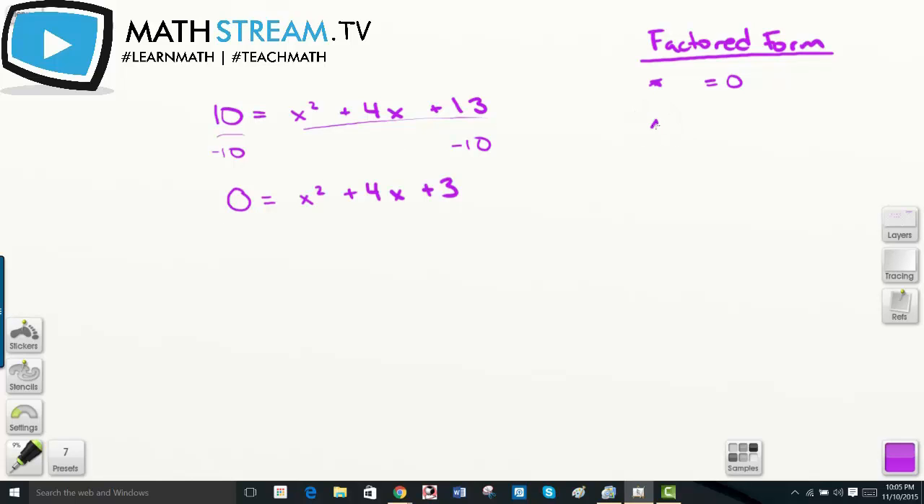Now, the second thing that's important is actually putting it into the factored form, which is going to be x plus or minus something times x plus or minus something else. That's factored form when we have a group times another group. So parentheses times another group of parentheses.